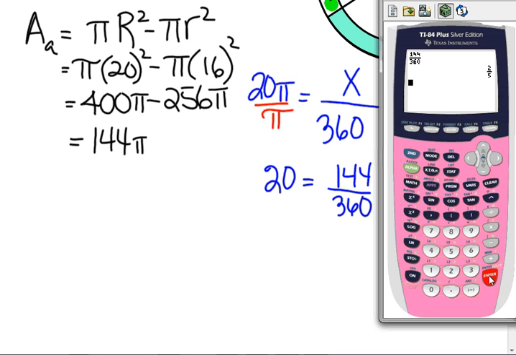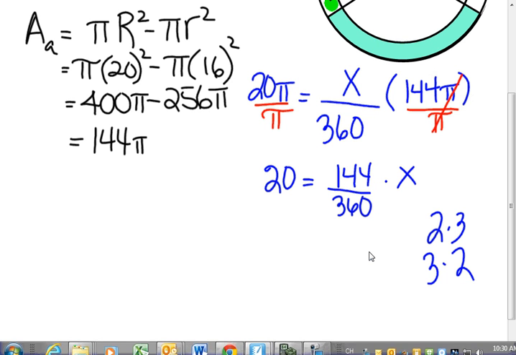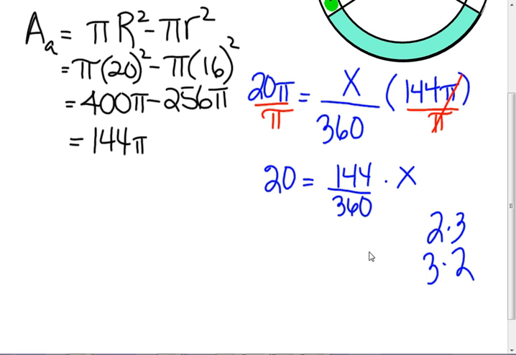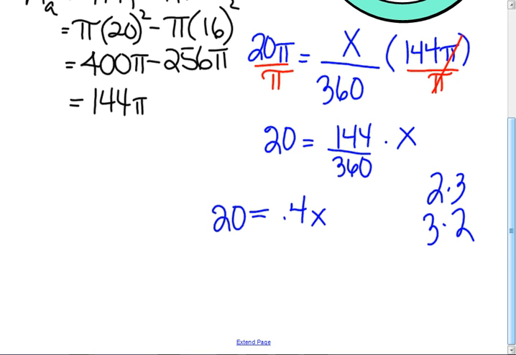Equals 20. Now, do you want to do that, or do you want me to change it to a decimal? Change 2/5. So you guys are probably going to do 144 divided by 360. I'll get a decimal this time now. 0.4. Well, yeah, but I'm just saying you're going to start with that. So I get 20 equals 0.4 times x. Now we know how to solve this. At least I hope we do.